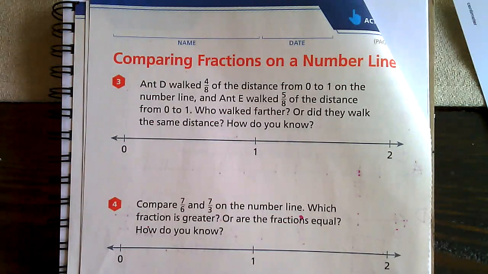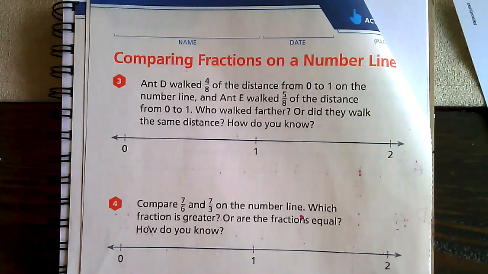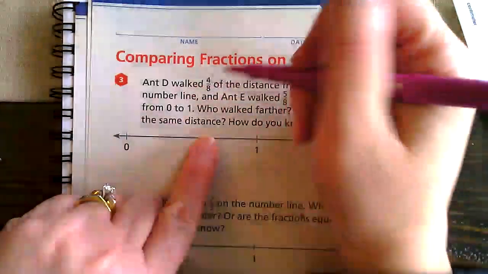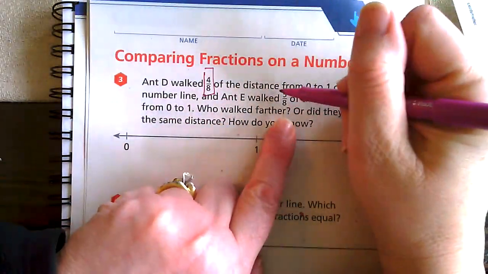Okay, number 3. Aunt D walked 4/8 the distance from 0 to 1 on a number line, and Aunt E walked 5/8 of the distance from 0 to 1. Who walked further or did they walk the same distance? How do we know? So we're going to compare 4/8 and 5/8.